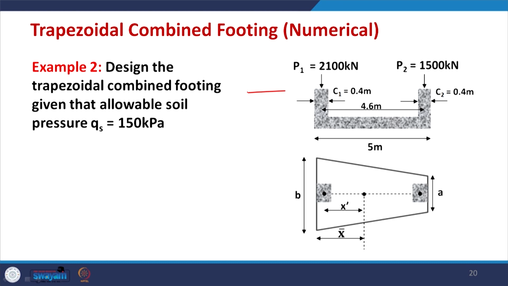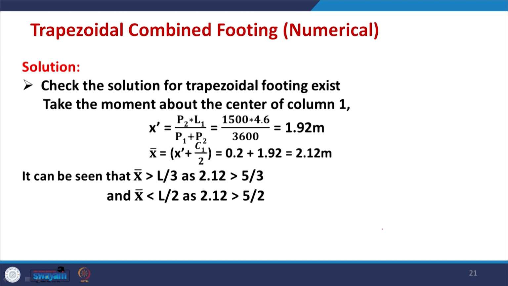The soil pressure given is the same as before, Q as 150 kPa, and the total load is given. This R will act here, it is x bar, this x prime is the distance, and R will be acting along this line, which is simply P1 plus P2. x prime is the distance between the center and the center of gravity, while x bar is the total from this edge to here. So, let us check the solution for trapezoidal footing.